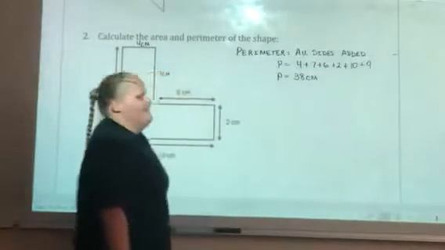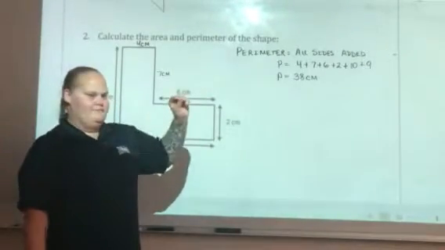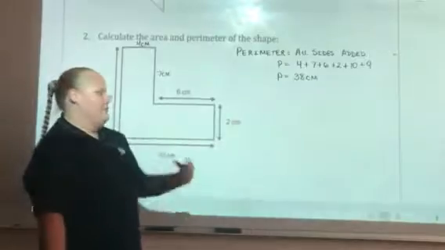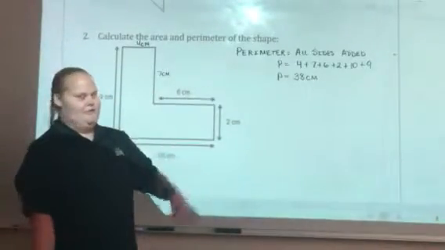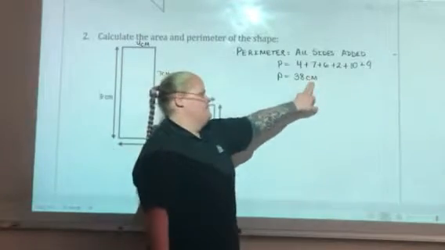not squared. So the difference between area and perimeter is area will always be units squared. Perimeter, though, is just the unit, right? Because we're not multiplying anything, we're just adding things up. So it's just going to be centimeters.